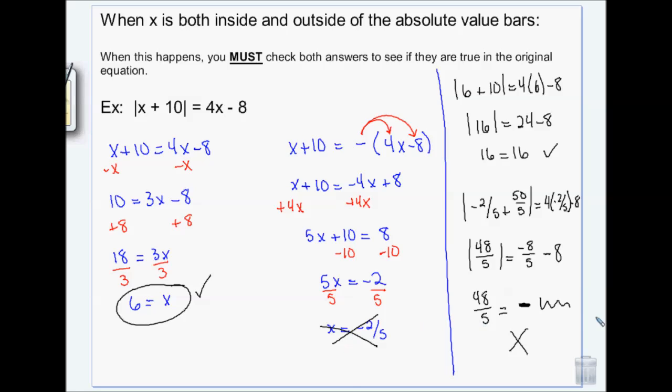Well, actually, I didn't even have to go that far. I had the absolute value equals negative. I could have stopped there. Does that make sense? So if you get anything that's not true, like absolute value equaling a negative, or a positive equals a negative, or maybe I got 48/5 equals 23/3 or something, it's not a solution. So my only solution on this one is x equals 6.